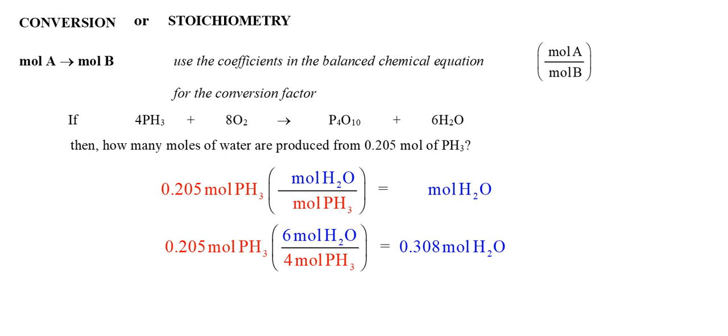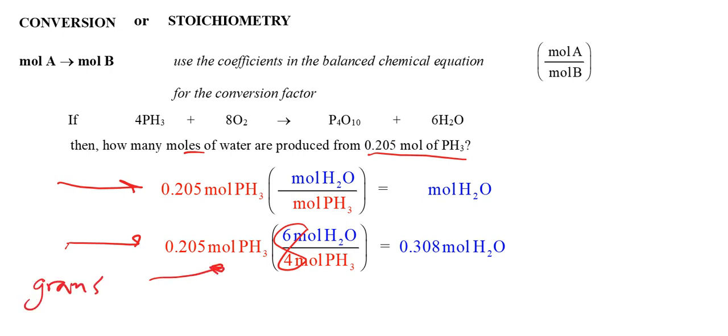You converted moles of phosphine to moles of water by first setting up all the letters, all the given and the wanted, and then plugging in the coefficients of 6 and 4. Okay, we can make this more complicated, because instead of being given moles, what if you were given grams, or maybe molecules? You had to convert, but more likely grams. You had to convert grams to moles, all right? Then you could convert mole to mole.